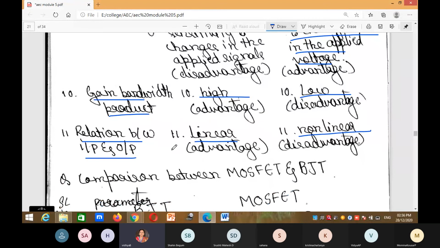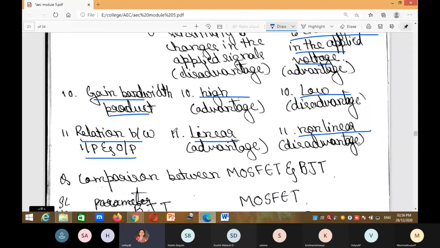Okay, these are the comparisons, and also the advantages and disadvantages. In the exam they may ask the advantages and disadvantages of FET or BJT, and they may ask for a comparison between BJT and FET.